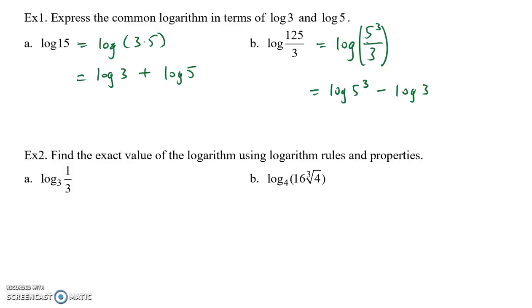And then by the power rule for logarithms, the power that 5 is raised to, the exponent, can be moved to the front of the first logarithm. In other words, 3 times log of 5 minus log of 3. So again, we've expressed the logarithm of 125 over 3 in terms of log of 3 and log of 5: 3 times the log of 5 minus the log of 3. And that's as far as we're going to go with it for now.